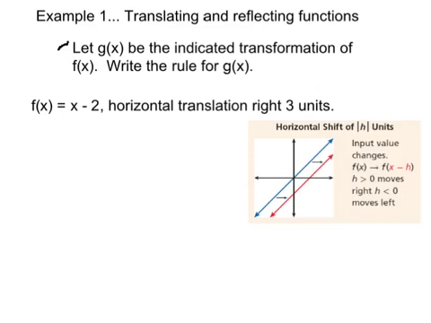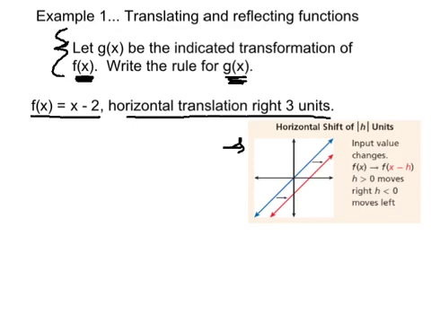Okay, read this slowly. Let g of x be the indicated transformation of f of x. Write the rule for g of x. So we're given a problem, a function, it's labeled f of x. We're going to transform that function and relabel it g of x. All right? So the problem is f of x equals x minus 2. You need to perform a horizontal translation, right 3 units.